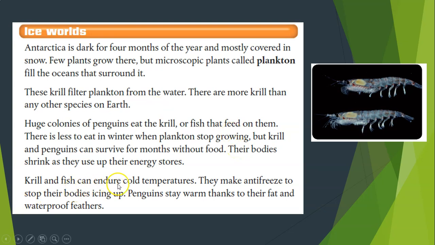And then krill and the fish can endure cold temperatures, as we already told. As we told about the desert animals like camel and oryx, they can withstand high temperatures, while krill and fish can withstand low temperatures. They make antifreeze to stop their bodies icing up. Think of standing in Antarctica for 1 hour, how it will be. We'll freeze, right? But their bodies have antifreeze. That means to avoid their bodies freezing, they produce some antifreeze that prevents it from becoming ice.